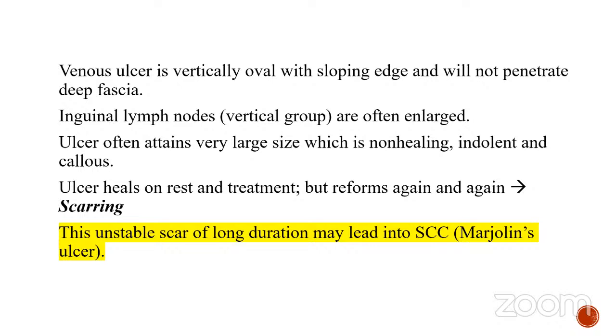So this will lead to scarring, and the scarring might lead to marginal ulcer. Marginal ulcer is a type of ulcer that originates from a pre-existing ulcer, a pre-existing scar. We know that scar has a tendency to become malignant. So that leads to squamous cell carcinoma, which is known as malignant ulcer. So this is also an important point to remember. Marginal ulcer usually originates from a pre-existing scar. Marginal ulcer is a type of squamous cell carcinoma.